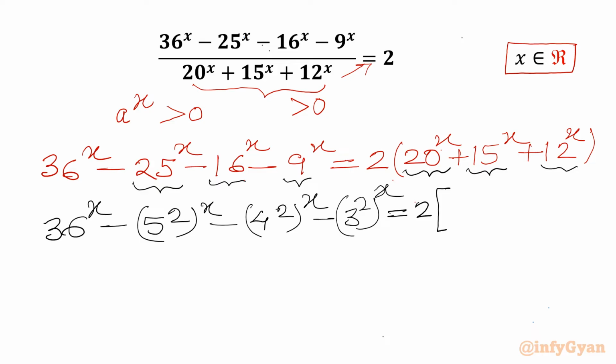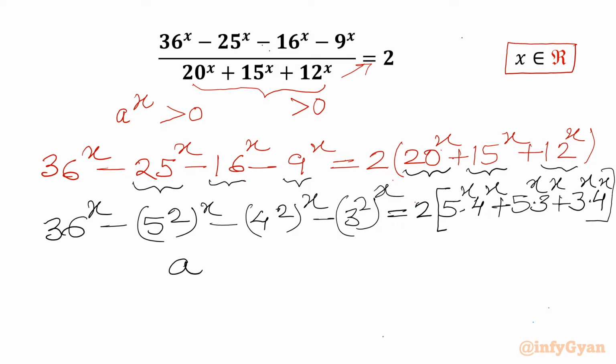We can factor 20 as 5 times 4. So 5 power x times 4 power x. 15 can be written as 5 times 3. So 5 power x times 3 power x. And 12 can be factorized as 4 times 3. So I will be writing 3 power x times 4 power x.